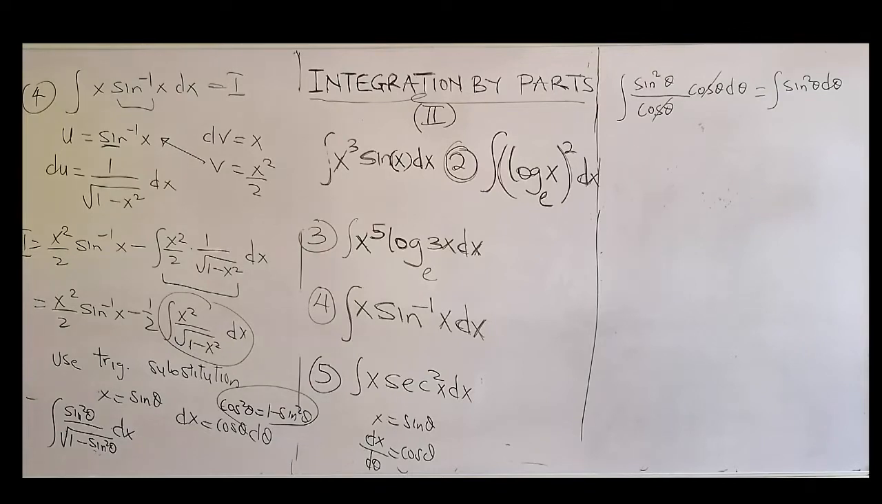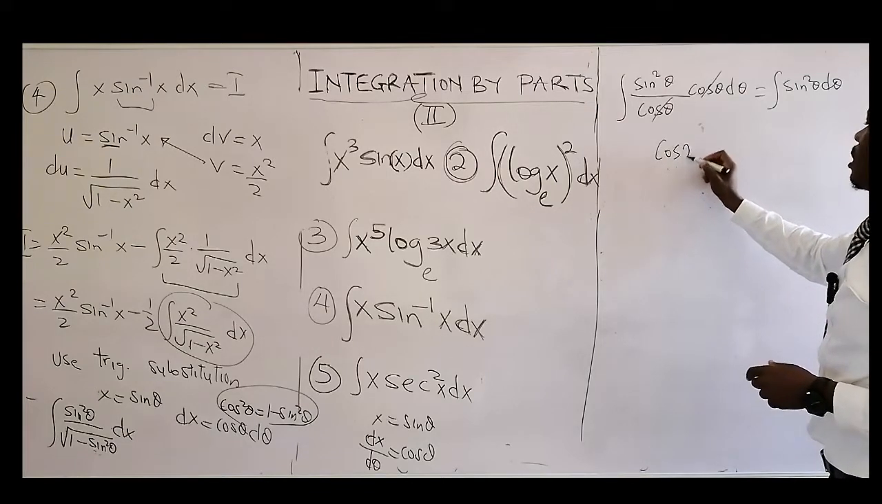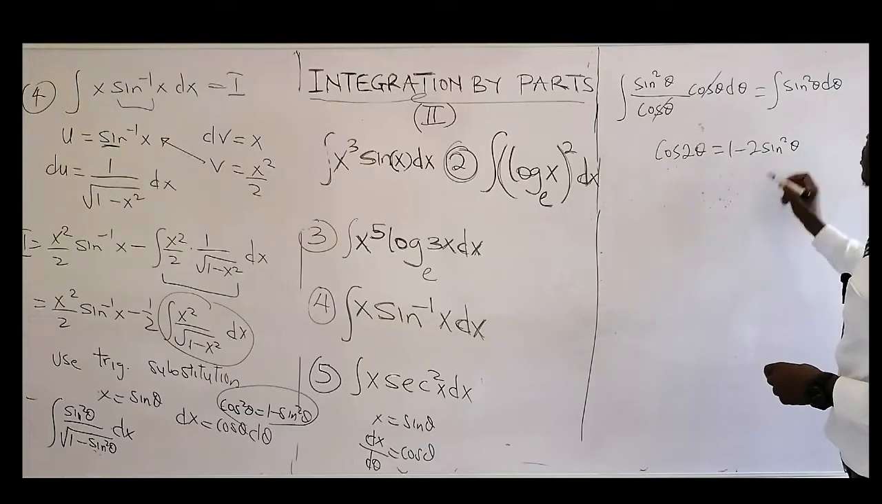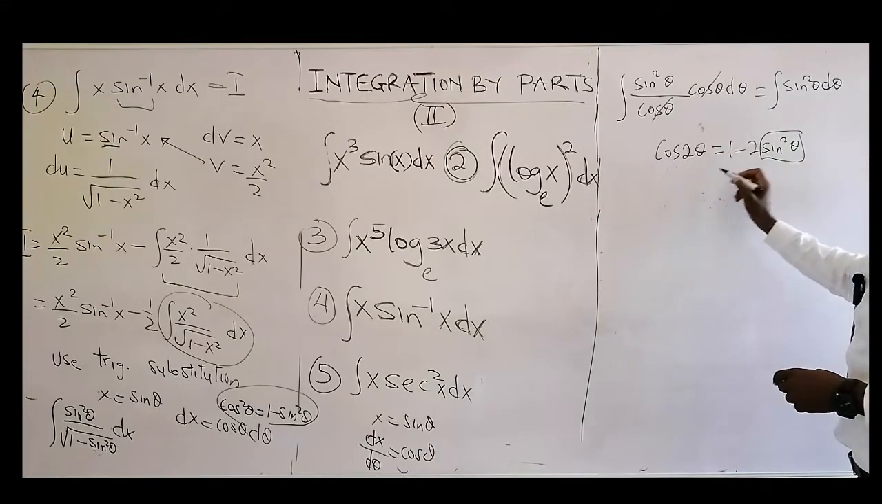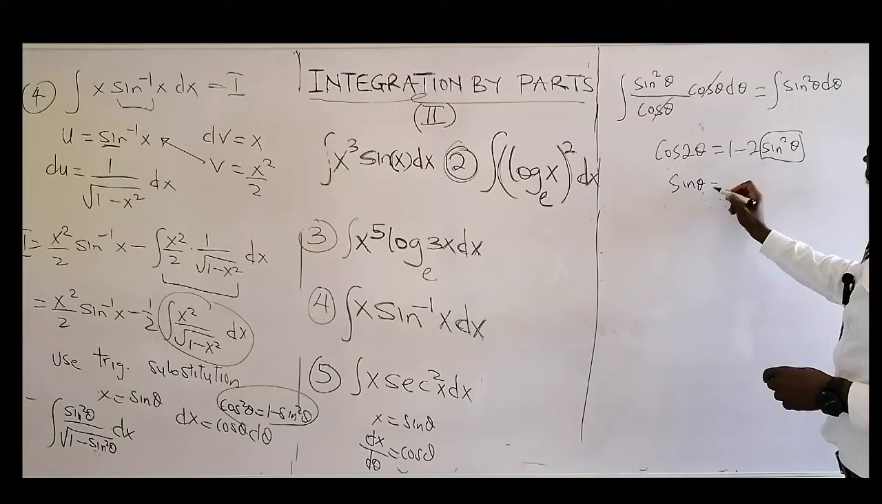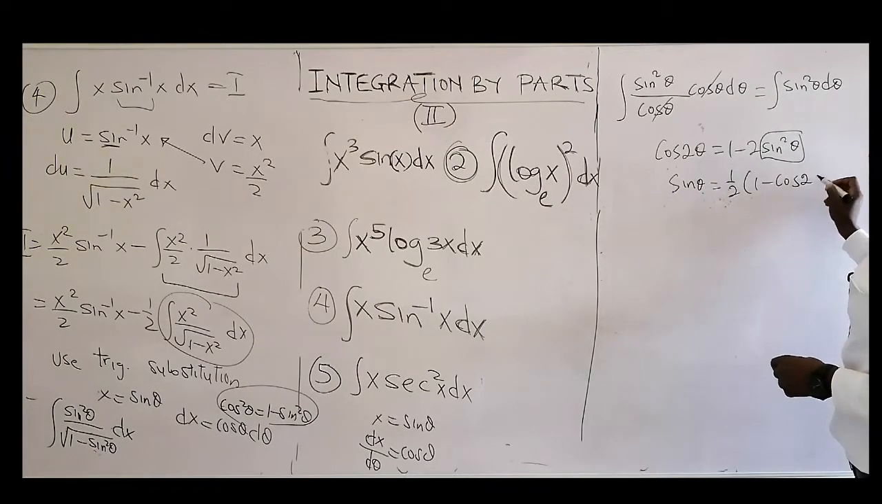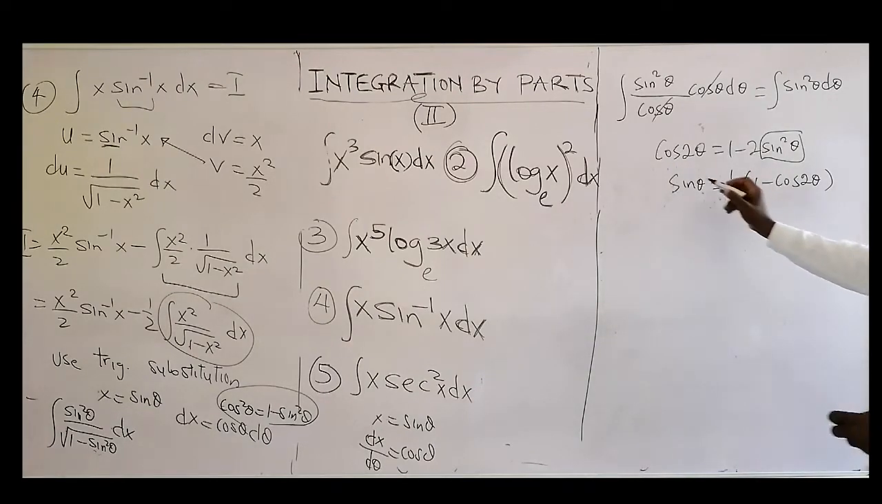Sine square theta d theta. So we want to turn that one to double angle, but we cannot integrate this. We have to turn to double angle. Don't forget that cos 2 theta is equal to 1 minus 2 sine square theta. Then you can make this one the subject. Then you have sine square theta equal to what? Half into bracket 1 minus cos 2 theta.